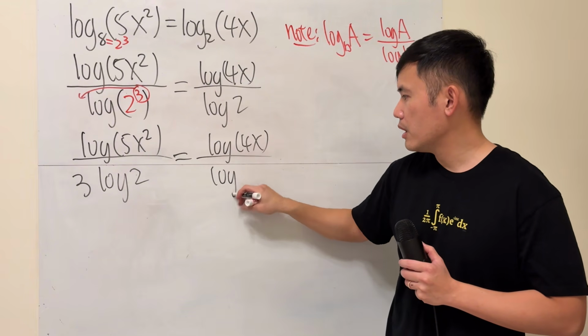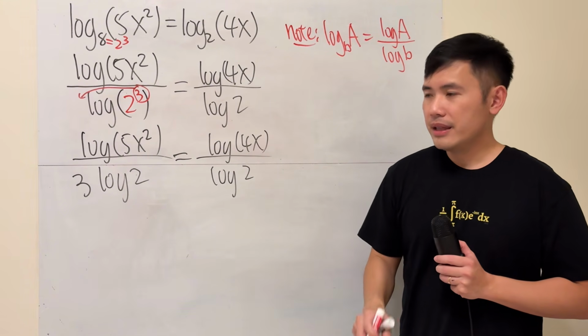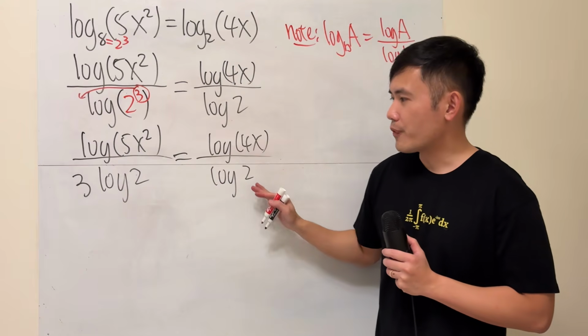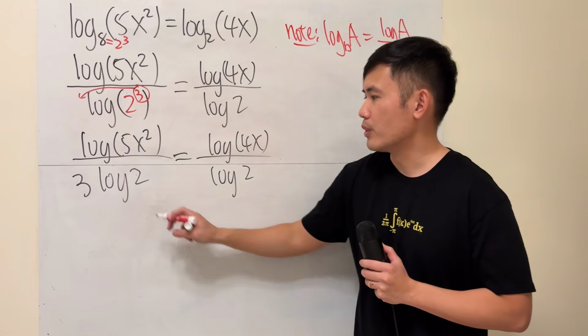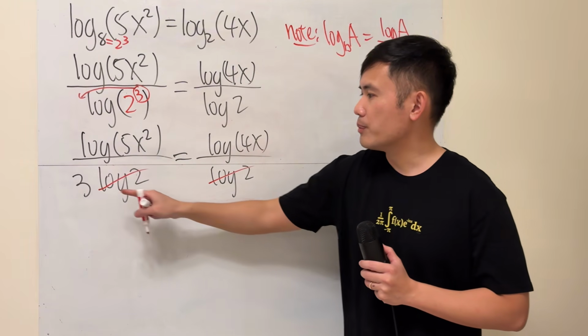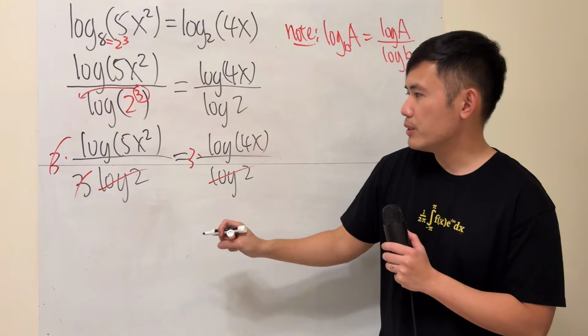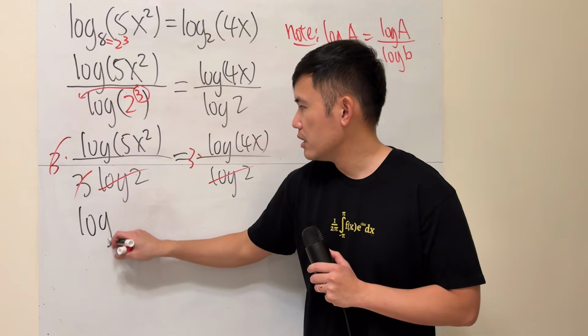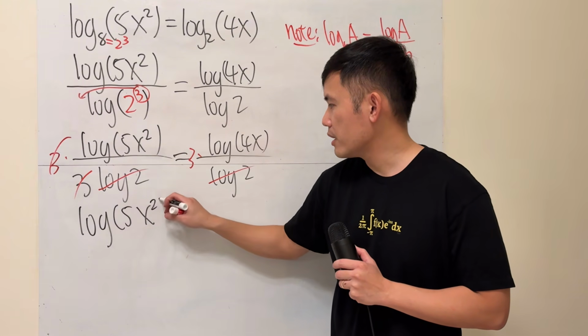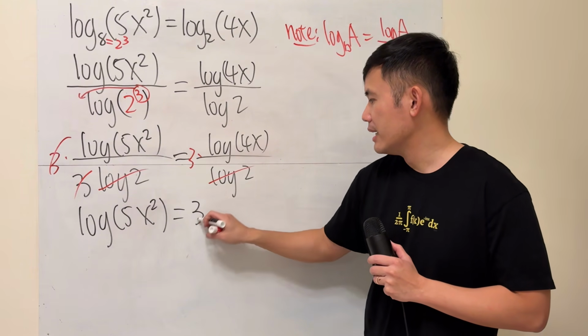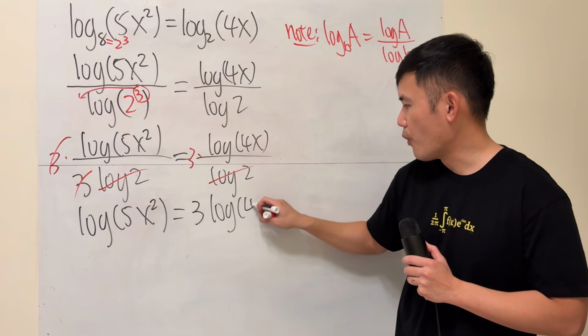over log of 2. Now, both fractions have log of 2 on the bottom, so they cancel. And then you can multiply 3 to both sides, so this and that cancel. So we are looking at log of 5x squared equals 3 times log of 4x.